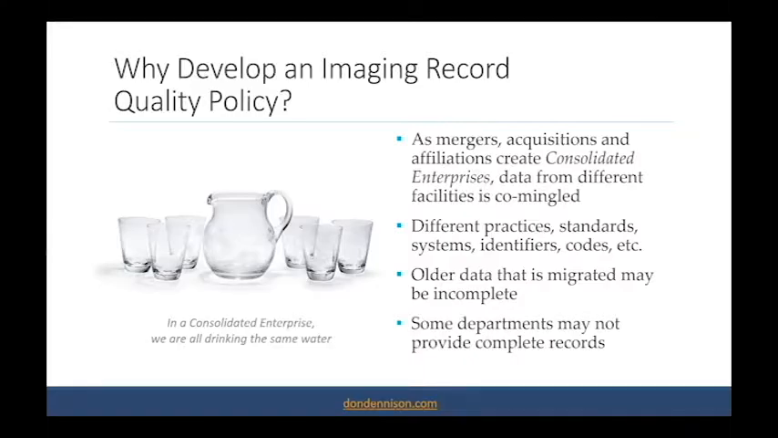So if we consider today's era of consolidated enterprises with the mergers and acquisitions and affiliations, a lot of data is being commingled. Each facility often has its own practices and standards, how they code things, how they identify things. And many of those have been around for a long time, a dozen years. Some of that data from the early days, where devices weren't as informatics compliant, may be incomplete. And some of those departments may not even provide the complete record. So how do we go about, first of all, defining what we consider correct in this era?